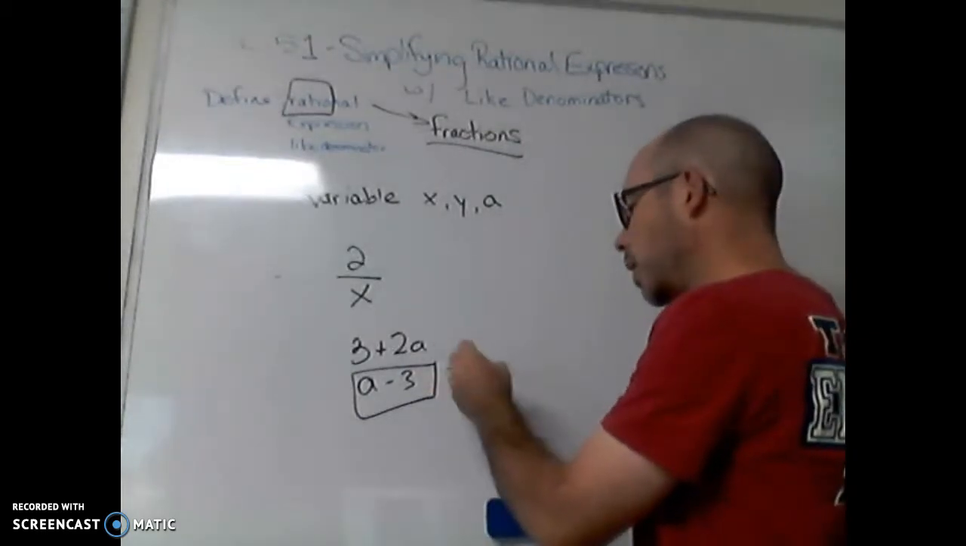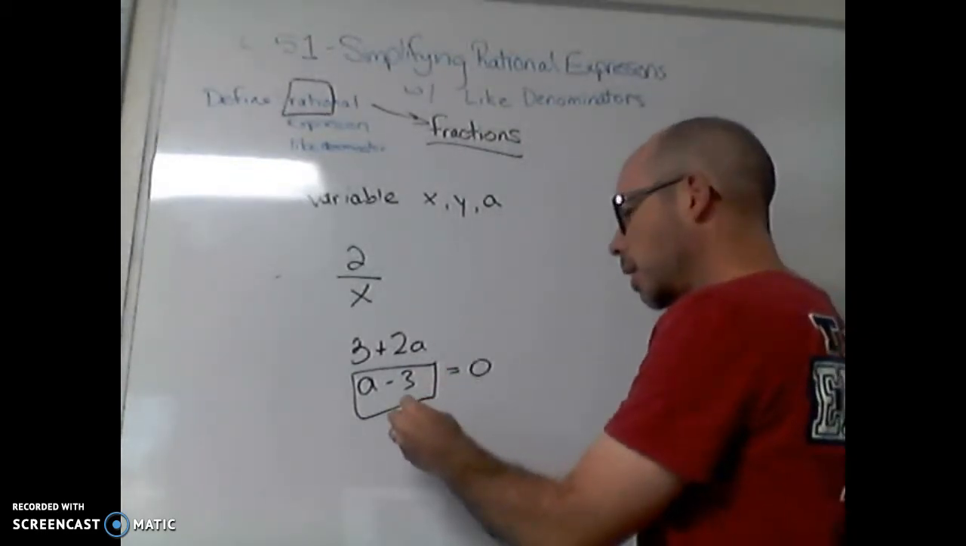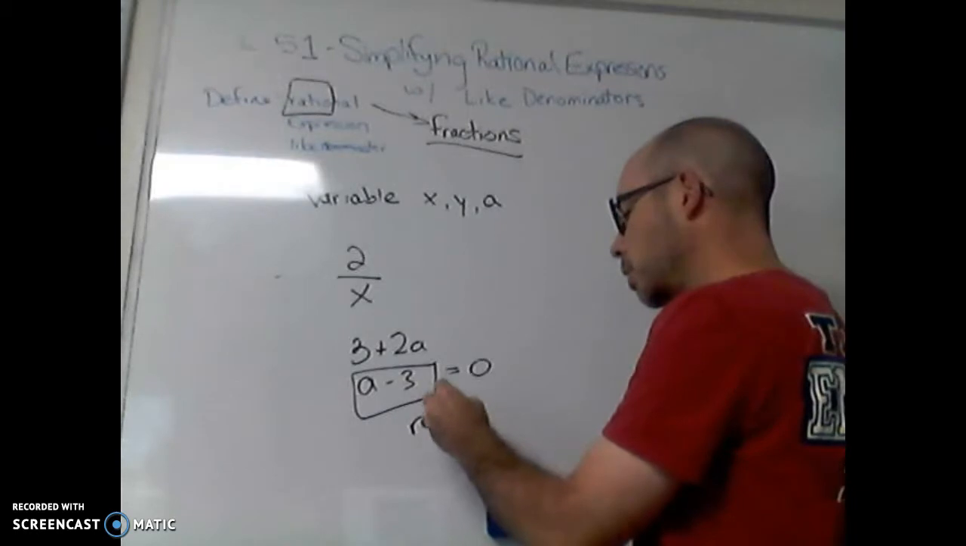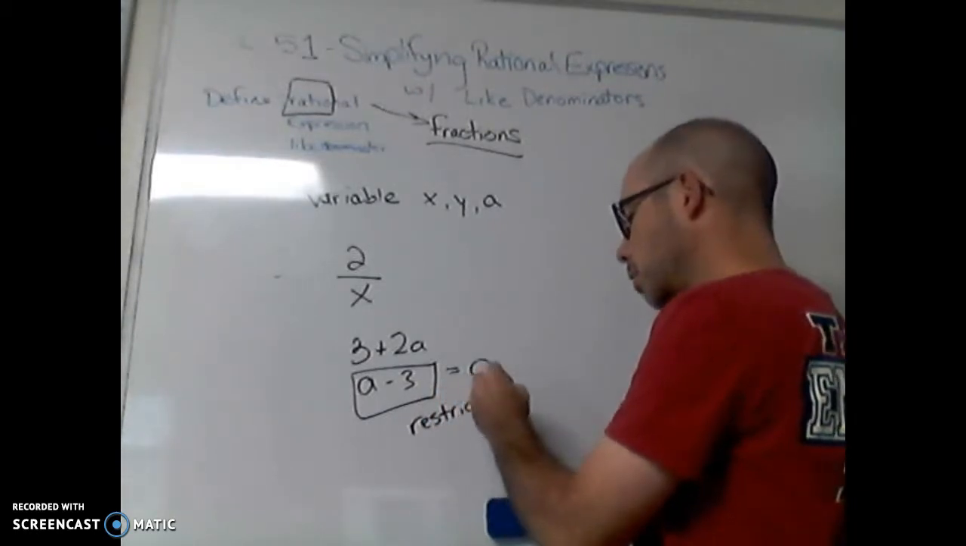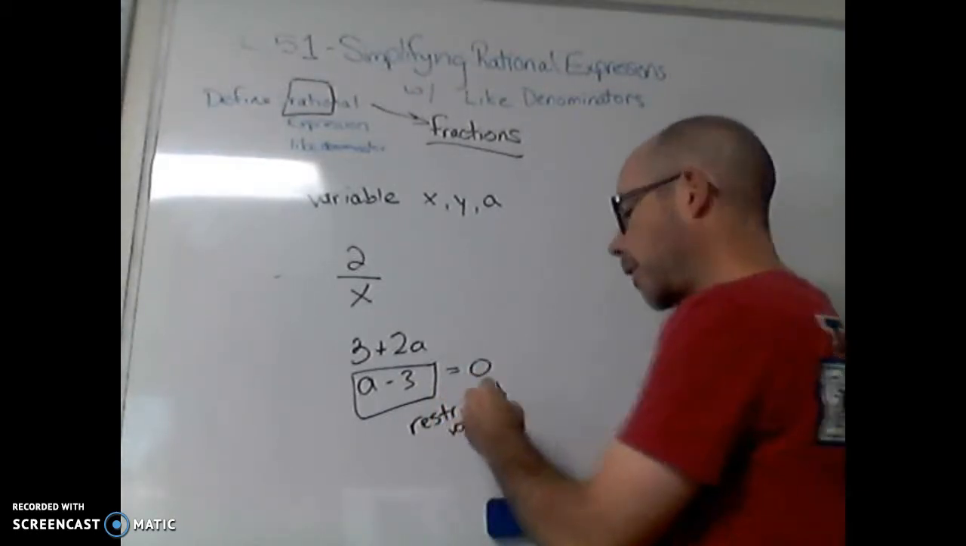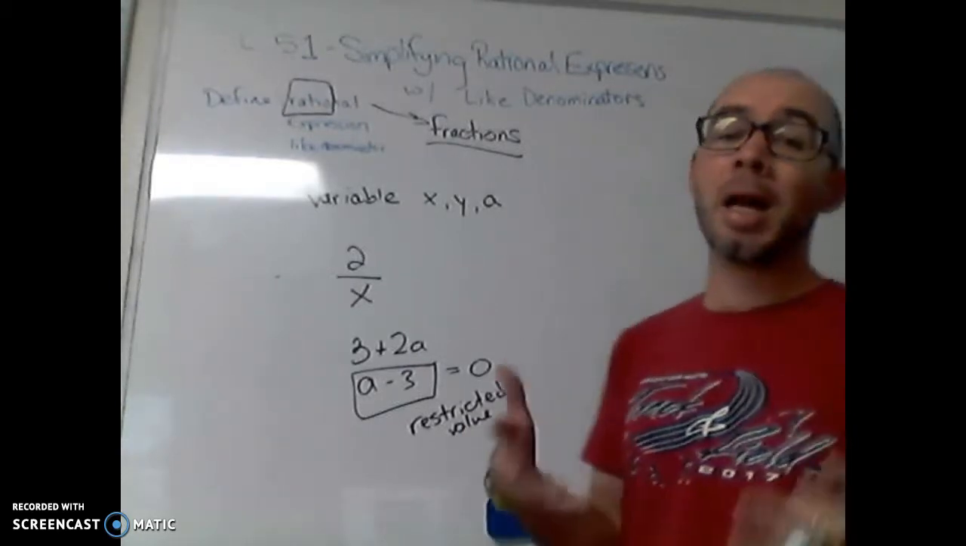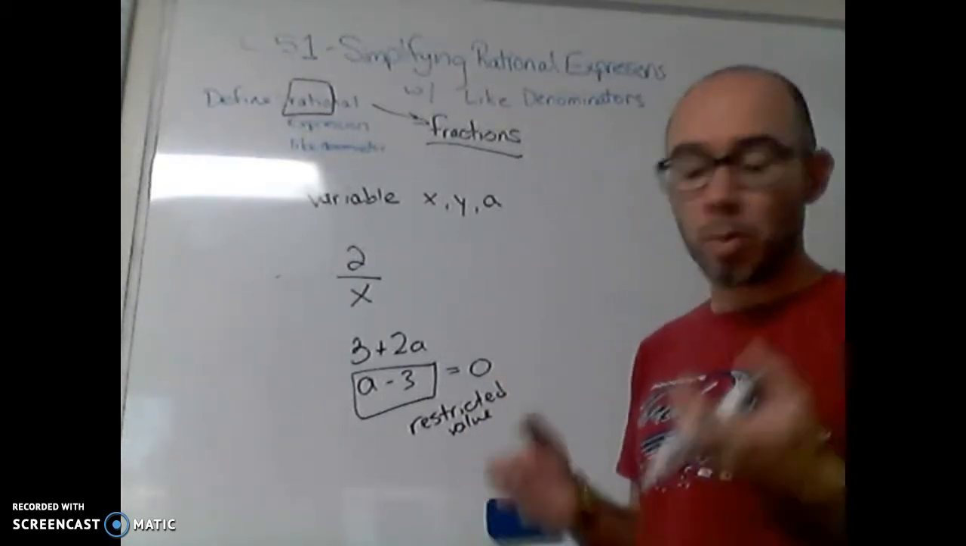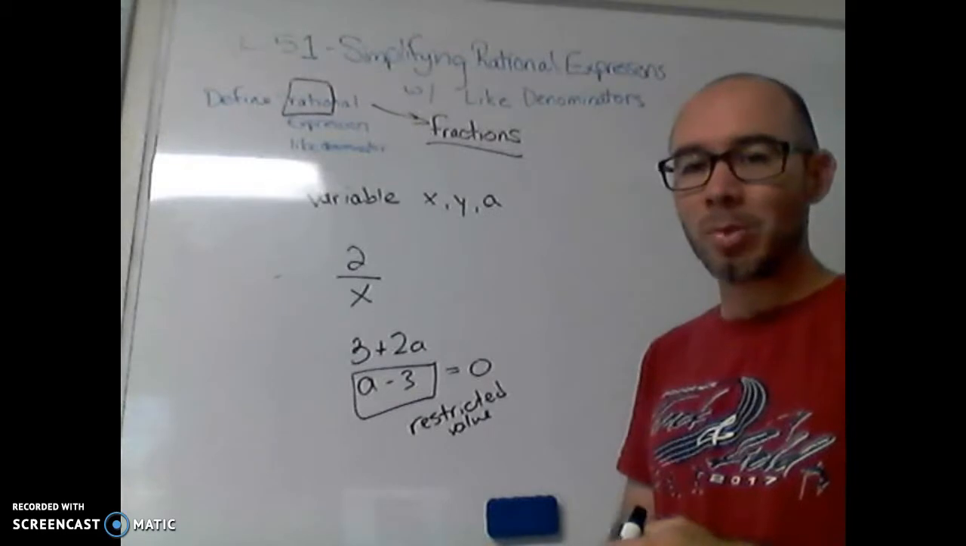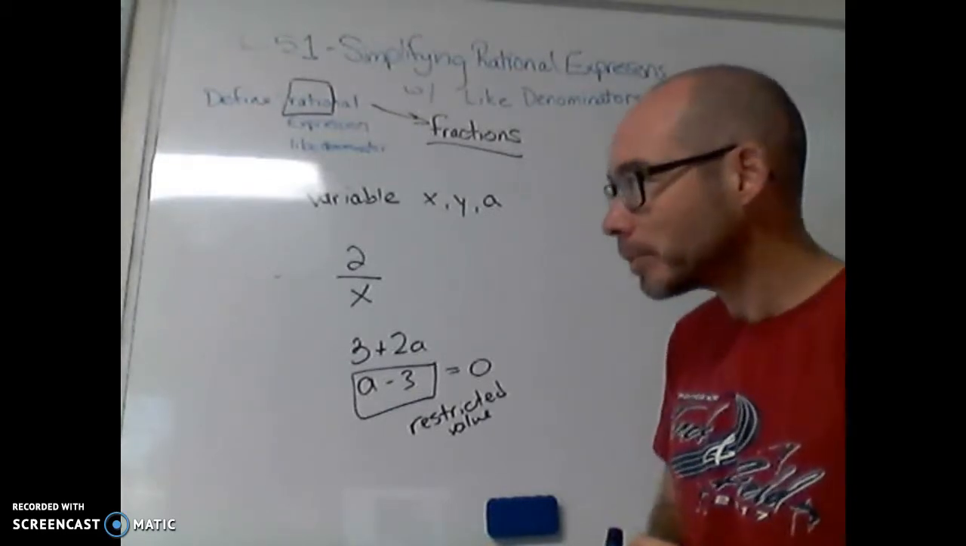We're looking for when that equals 0, and then that value will be a restricted value. Your solution cannot include that number. We're not allowed to put that in because then we're trying to divide by 0.